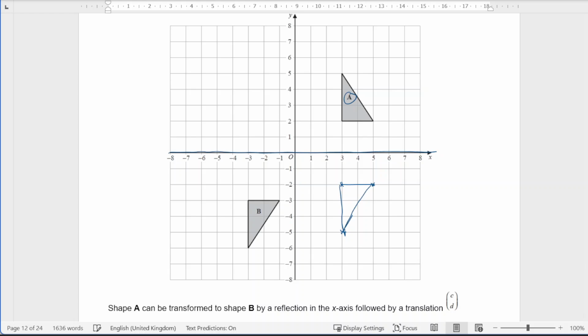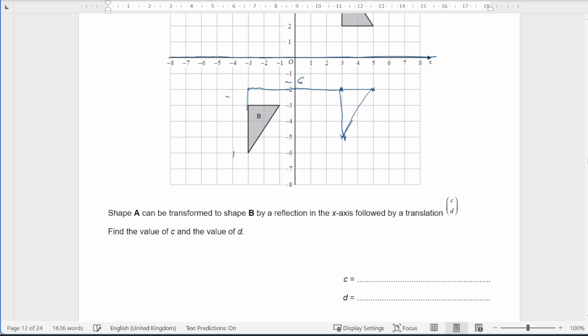And then I need to describe how I get from here to here. It's going to be a translation. If I put it in, look point to point, we've gone 6 back, 2, 4, 6, and 1 down. So we're looking at (-6, -1).